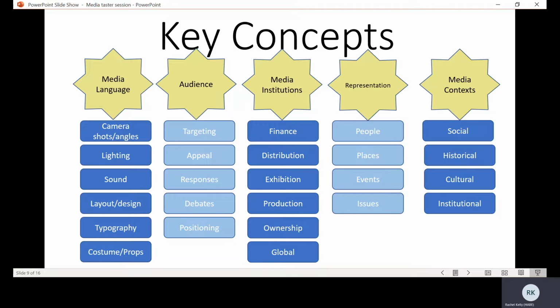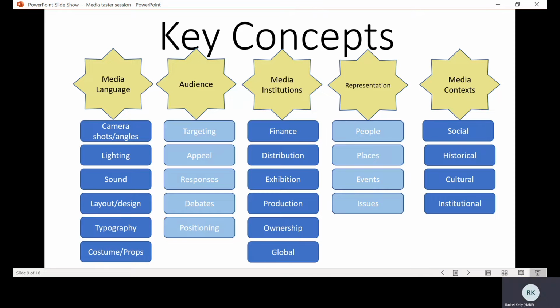Then we look at audience. So we look at how an audience is targeted, what appeal a programme or a media product has to an audience, how we as an audience might respond to a product. Think about something that makes you mad when you look at it on TV or film, or you read about it in the newspaper. Why are we responding like that? Different debates surrounding the media. There's a big debate going on at the moment about whether or not the media is biased, whether or not the media is even racist. And we'll be looking at these debates. And we also look at how we as an audience are positioned.